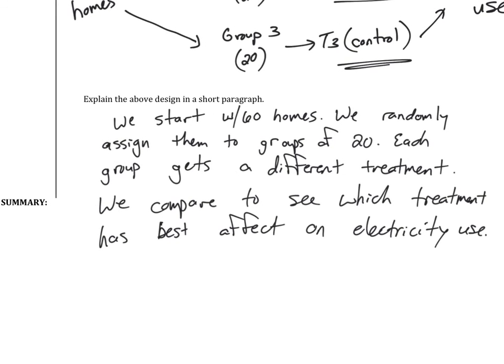So that's basically the same we did. We took the 60 homes, assigned them to groups of 20. Each one had a different treatment. The treatment would have been indicator, control, or chart. And then we compared to see which treatment had the best effect on electricity use. All right, and that's how we can design an experiment.